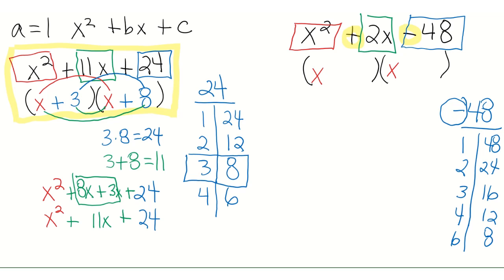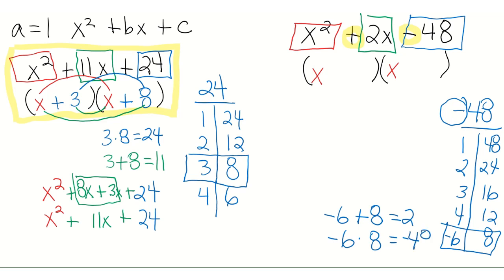And I see that if I choose this bottom pair, and let my 6 be negative, then minus 6 plus 8 is going to give me a positive 2, and minus 6 times 8 is going to give me a negative 48. So those are the factors I'm going to want to choose. I'm going to choose a minus 6 and a positive 8. So now let's go ahead and double check it like we did before.